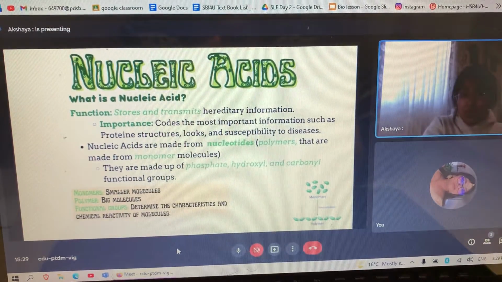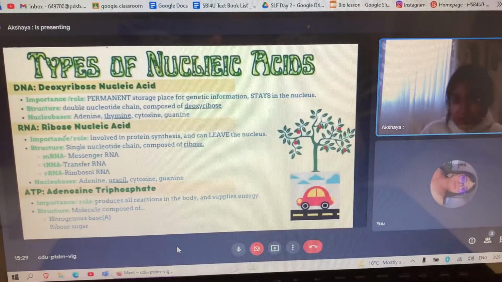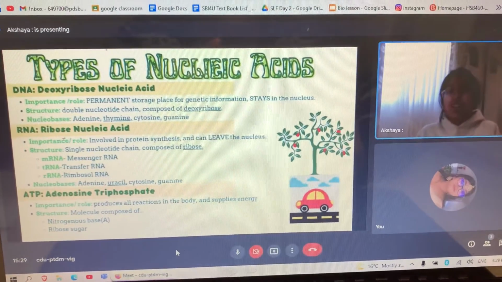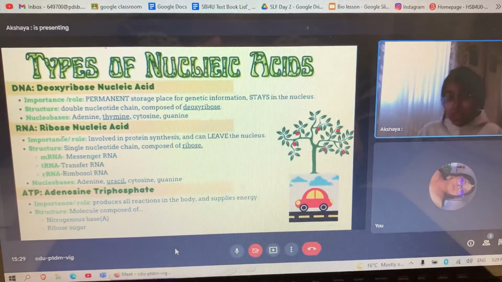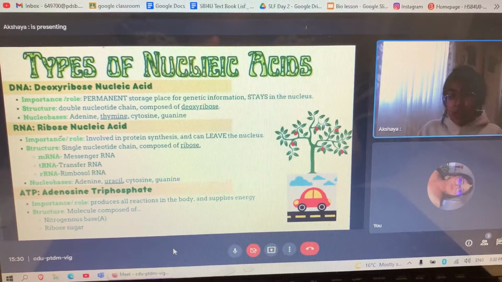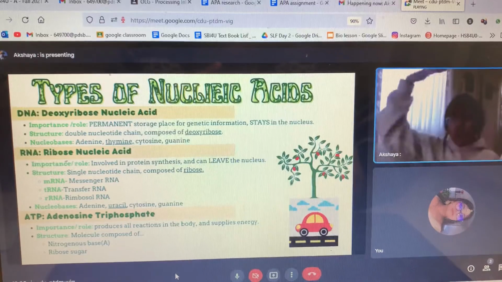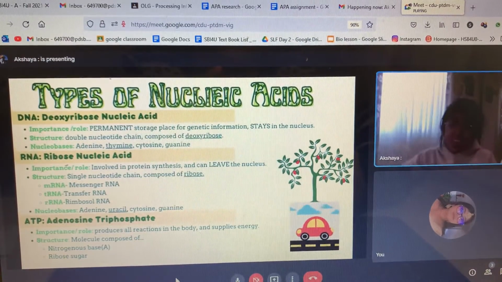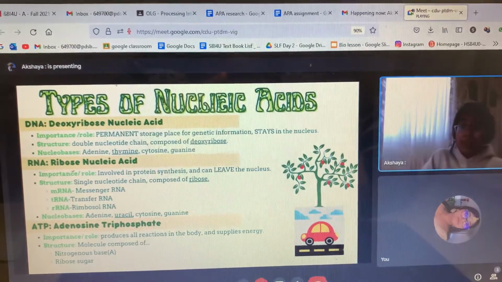But if that's not cool enough, let me blow your mind even more. Here we have types of nucleic acids. There are three types that we're talking about today: DNA, RNA, and ATP. DNA is deoxyribonucleic acid. And you remember from grade 11, the reason we have brown, blonde, or blue hair, and are tall, short, or in between, is because we have DNA. We have genetics that are passed down that make us who we are.